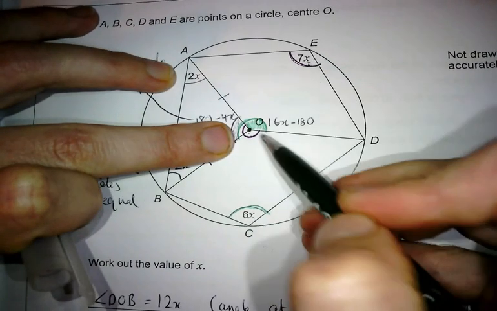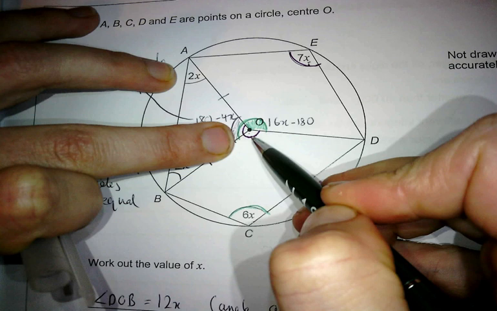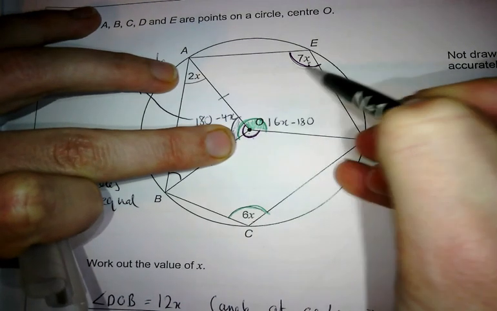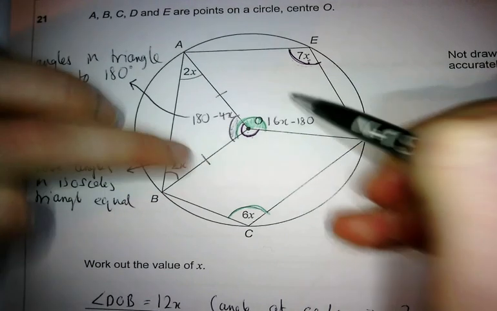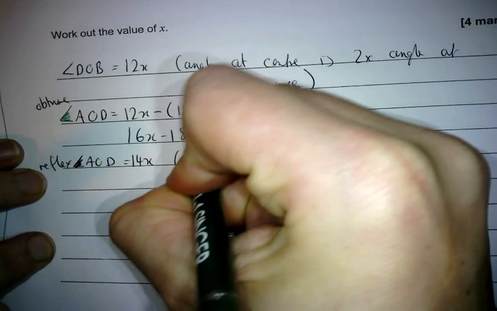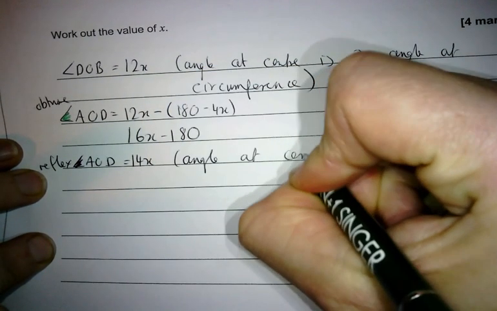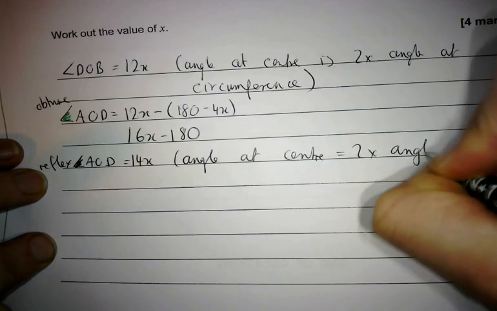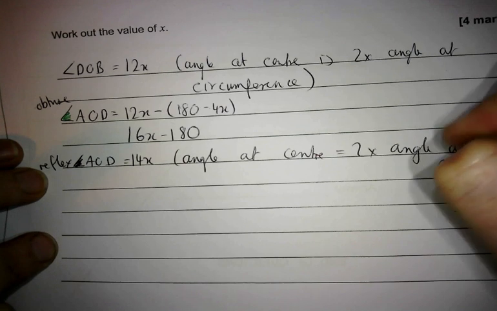So I've got a 7x, so that angle is going to be a 14x because angle at the centre is double angle at the circumference when they're facing the same direction. So that's going to be a 14x because angle at the centre is 2 times angle at circumference.